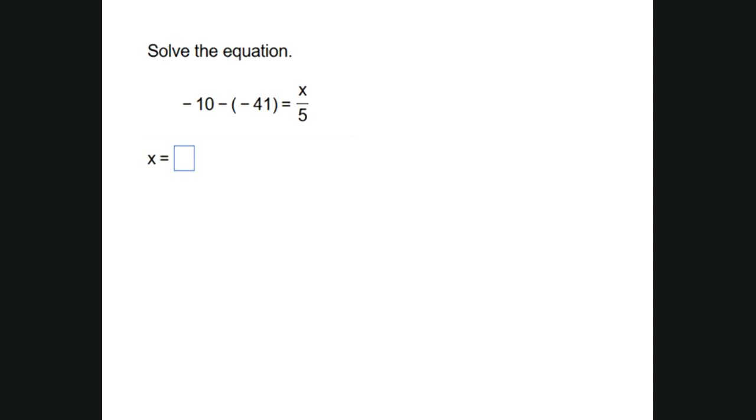All right, let's keep going. This is slide number 7, and we have a lovely fraction. So this says negative 10 minus a negative 41 is equal to x divided by 5. Now I know you all are looking at that fraction. Please don't worry about it. First thing we need to do is order of operation. Remember, it's PEMDAS on the left equals PEMDAS on the right.